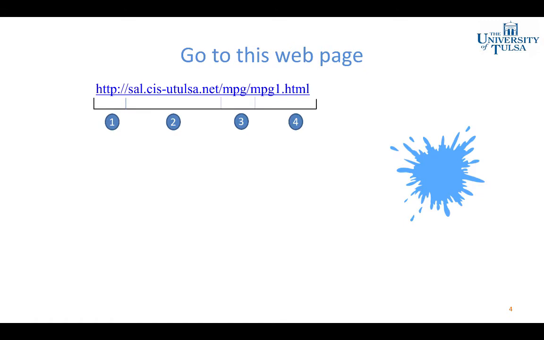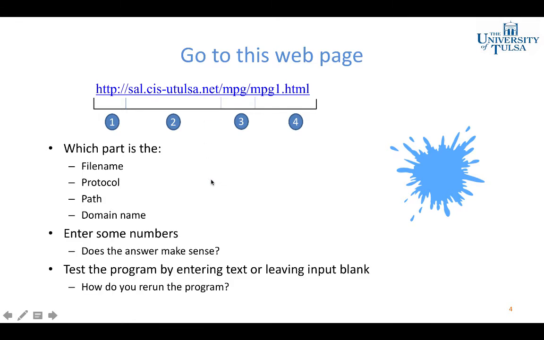Okay, so what you're going to end up doing is going to this web page that's shown on the screen, and we're going to use that to download the source code. But first, what part's the file name? That's number 4, mpg.1.html. The protocol is HTTP. The path is number 3 here, mpg, which is basically the folder underneath public HTML on your web server. And the domain name is sal.cisuTulsa.net. I'm going to go to this web page, make sure it works, but I'll show you that live shortly.